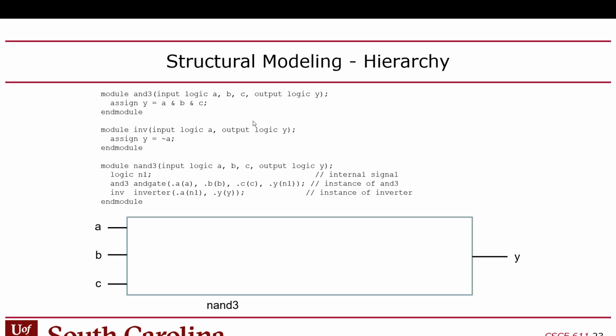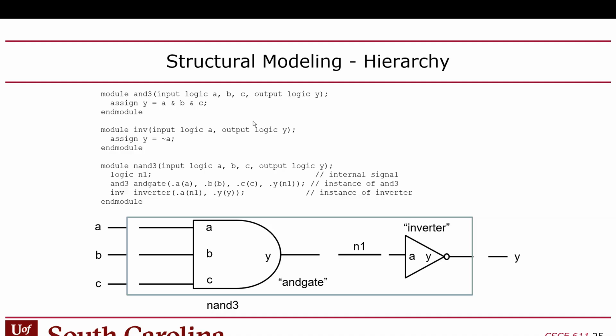Now you can mix and match structural and behavioral code in the same module if you want. In this case, I didn't do that though. So I've got the NAND3, which on its surface, if we work from top down, has A, B, C inputs, Y output. It's called NAND3. And the first thing I do is instance this N1, which is an internal signal. And then I instance AND gate.